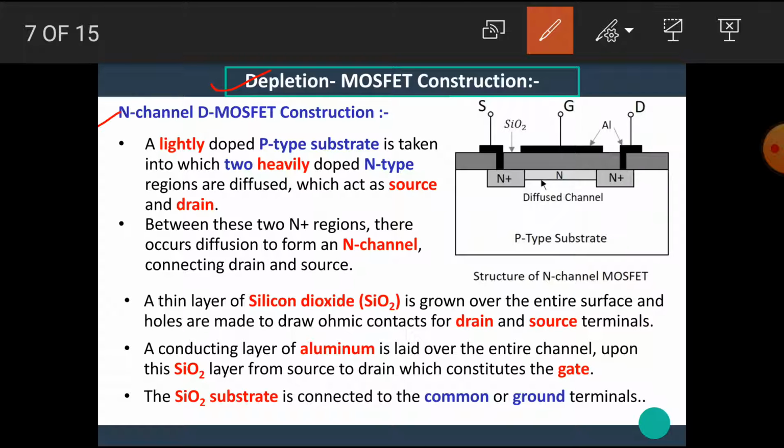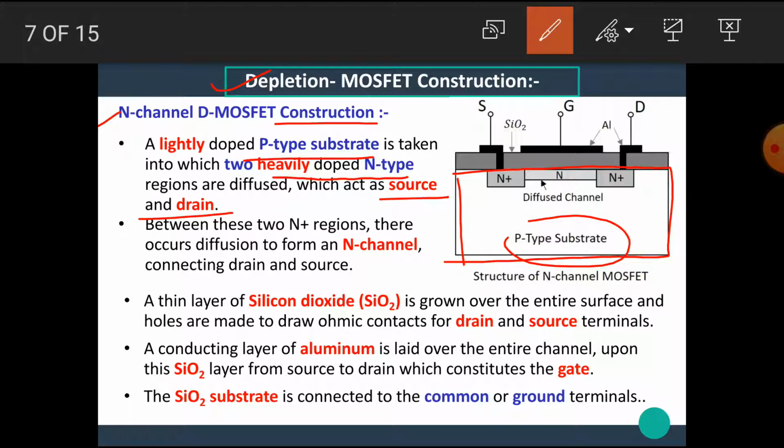First of all, let's see the construction of N-channel D-MOSFET. A lightly doped P-type substrate is taken, into which two heavily doped N-type regions are diffused, which act as source and drain. This is a lightly doped P-type substrate on which two heavily doped N-type regions are diffused. This N-type region acts as drain and this N-type region acts as source.